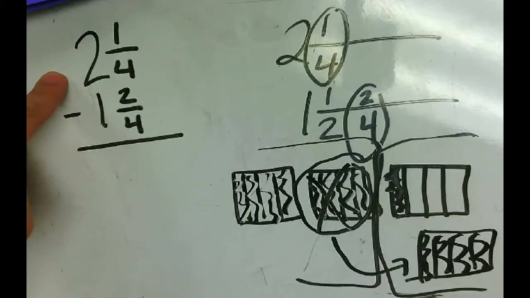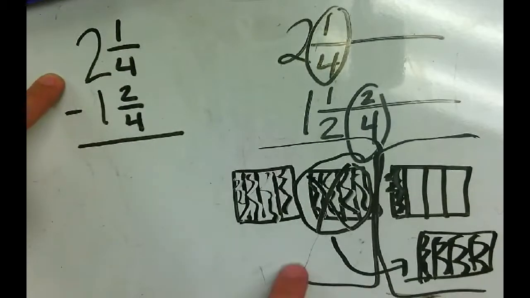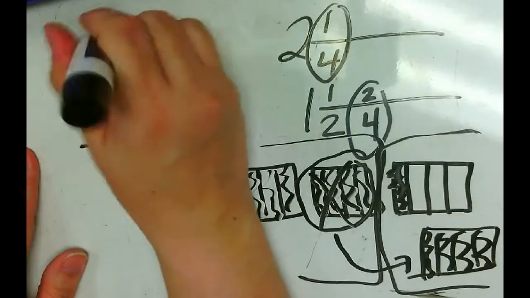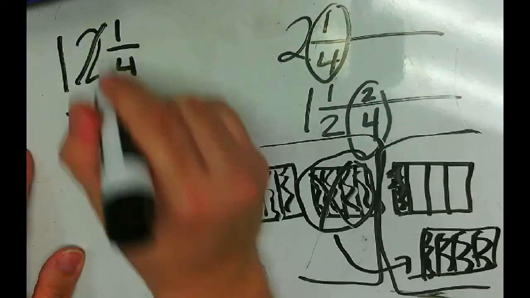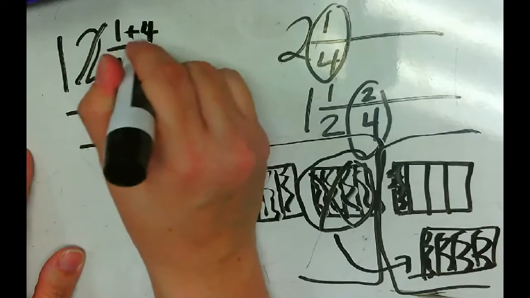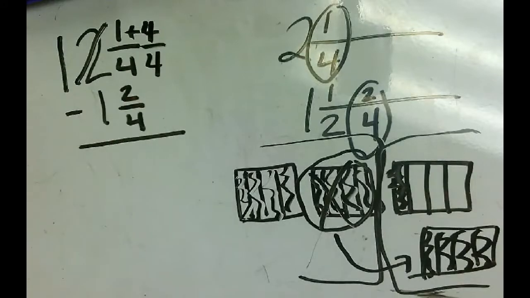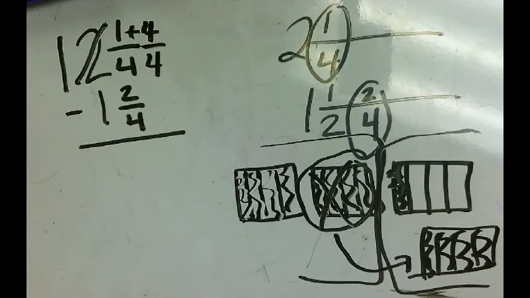What do I need to write here to show what I did? You need to cross out the 2 and make it a 1, and then put an addition sign, and then plus 4/4. Plus 4/4, because I borrowed a whole. A lot of us want to just stick a 1 in front of this and make that 11/4, but it's not 10 to make a whole, so I can't do that.